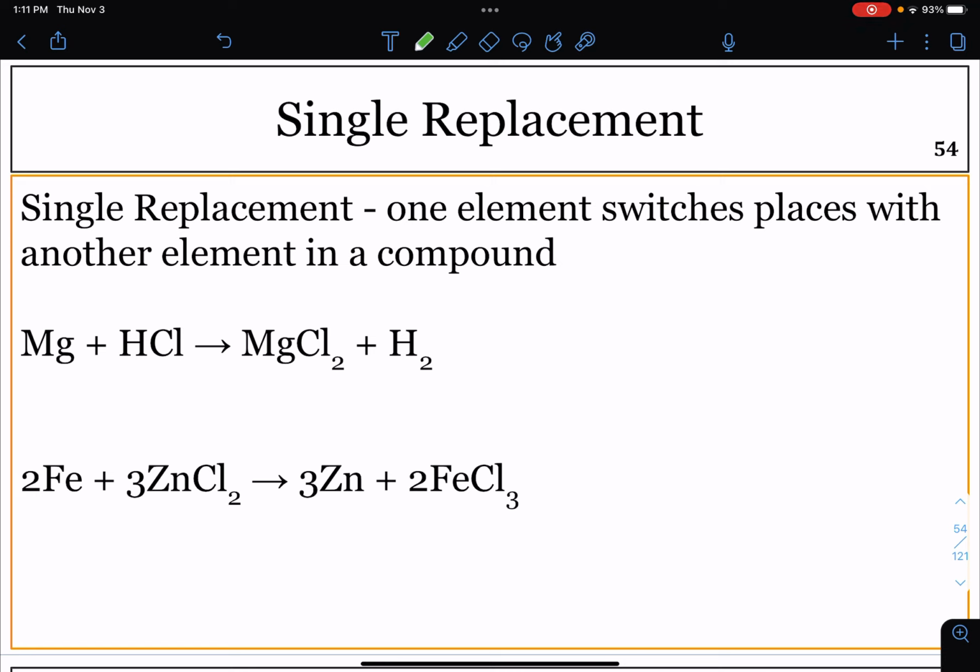In our first example, H2 is our single element on the product side. Even though it is a diatomic element and needs the subscript 2, it is still considered just one single element. In our second example, we have a coefficient of 2 on our single element iron on the reactant side, but that is just to balance out the reaction. We still have one single element, iron, switching places with one of the elements in the compound zinc chloride, or ZnCl2.